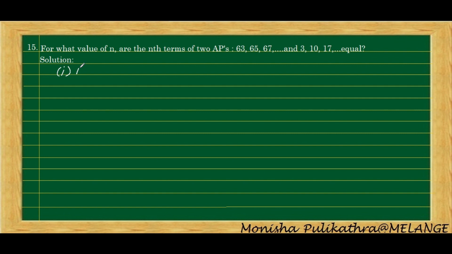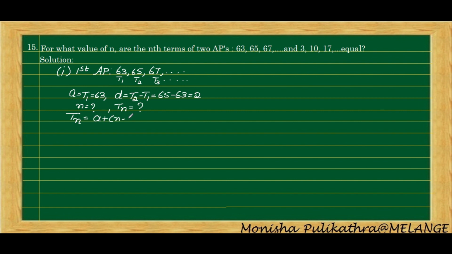So for the first AP, that is 63, 65, 67, etc. Here this is T1, T2, T3, etc. Tn we need to find out. So here A is equal to the first term, that is 63, and D is equal to T2 minus T1, that is 65 minus 63, that is 2, and n is not given, and Tn is also not given.